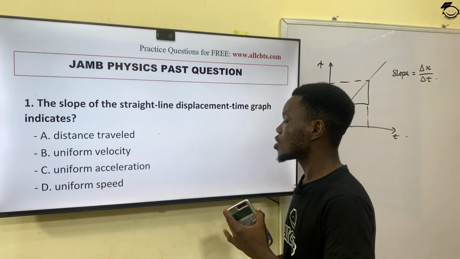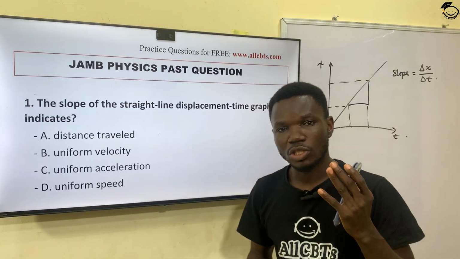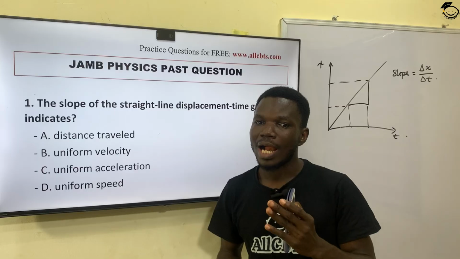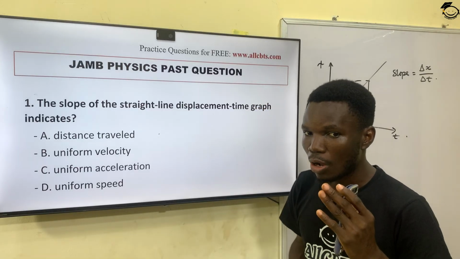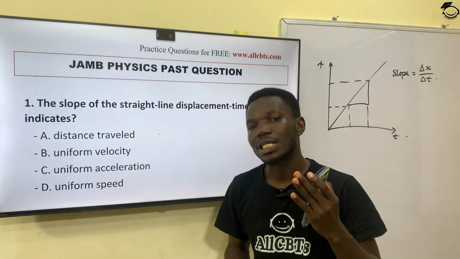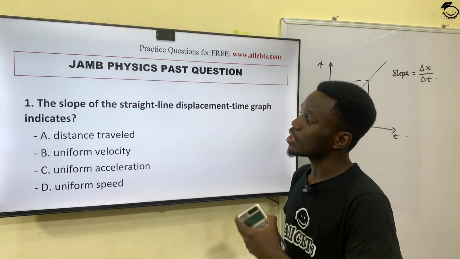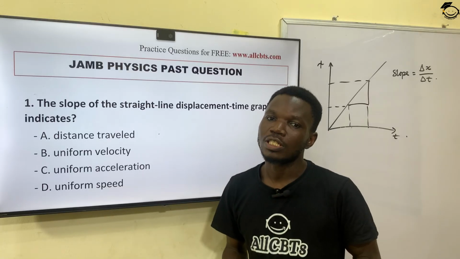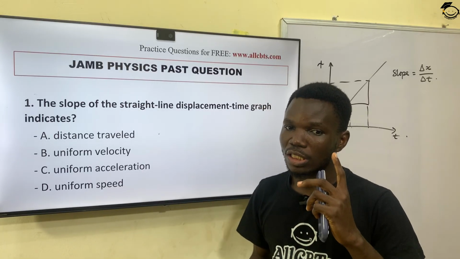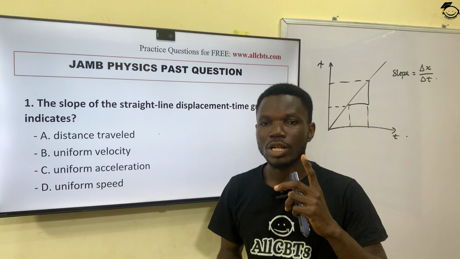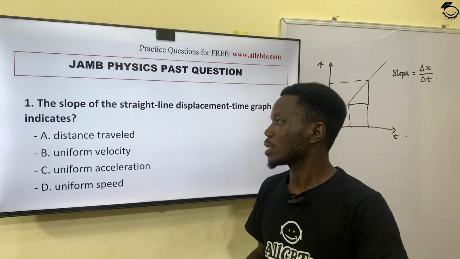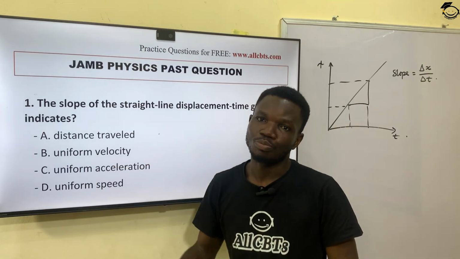Now we know that both speed and velocity are very much alike, but the difference is one has to do with displacement, the other one has to do with distance, making one a scalar quantity and the other one a vector quantity. In this case, the correct answer is going to be uniform velocity, reason being that it's talking about displacement, as velocity is the rate of change of displacement. So the correct answer to this question is option B.